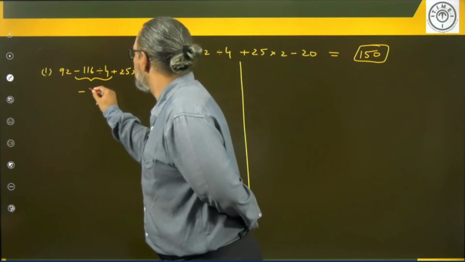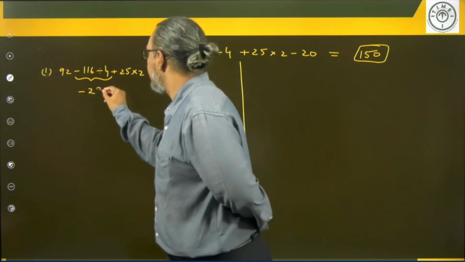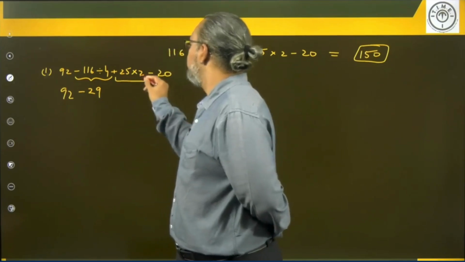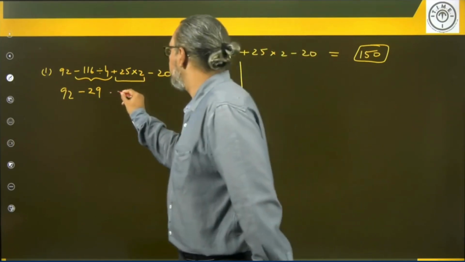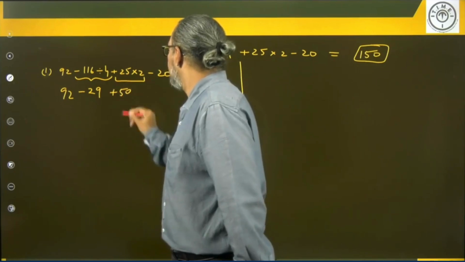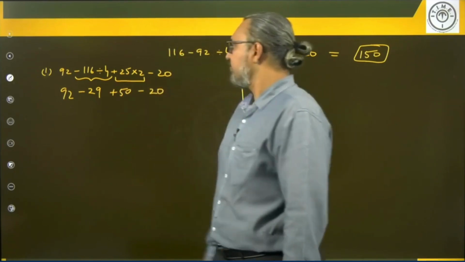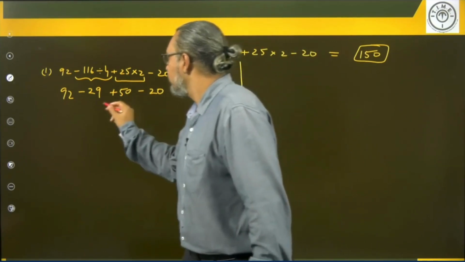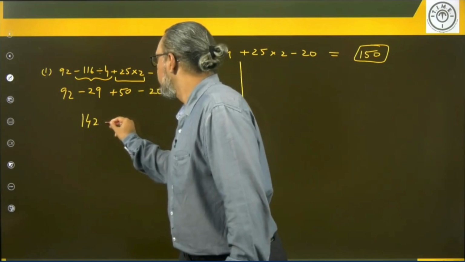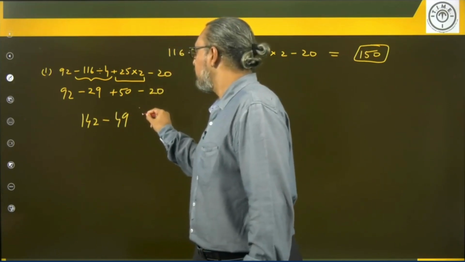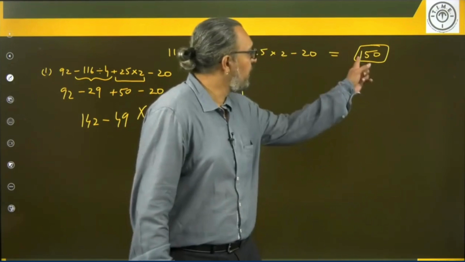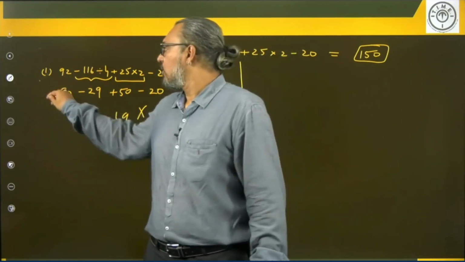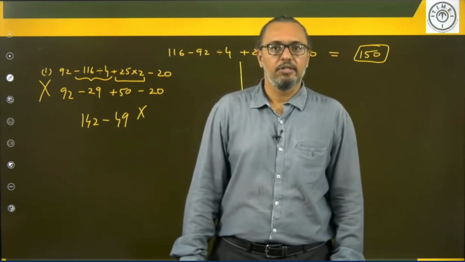So 4 goes 2 times 8 and 9 times, okay. Then we have 92 here. And then you do this multiplication. So 25 into 2 we have is 50, correct, minus 20. So basically 92 and 50, when I add, you are going to get 142 minus 49. Now doing 142 and 49 subtraction, will I get 150? No, it will be less than that. So option 1 is not what we are searching for, correct.